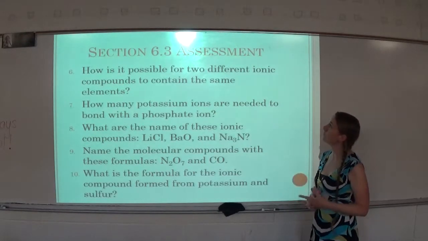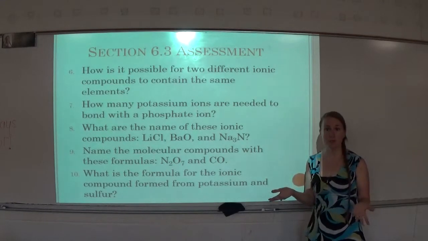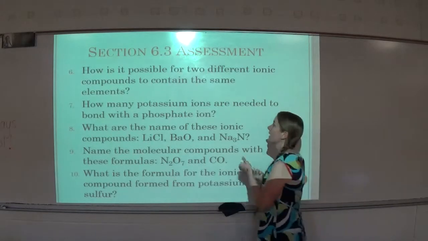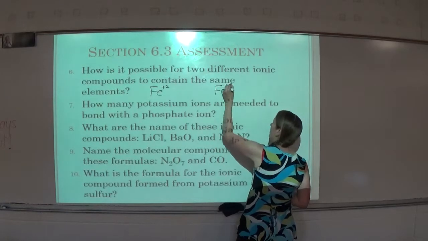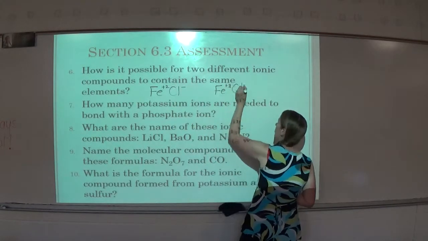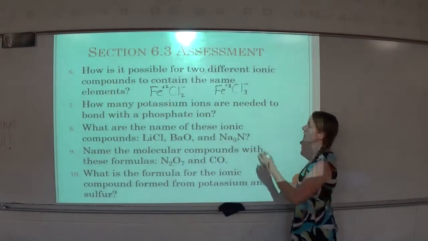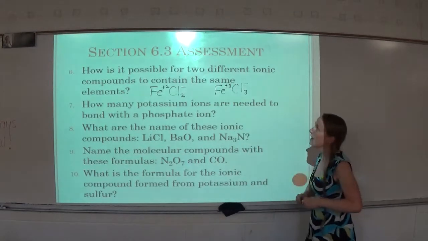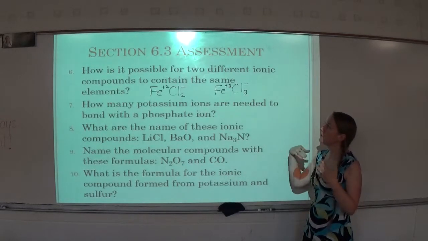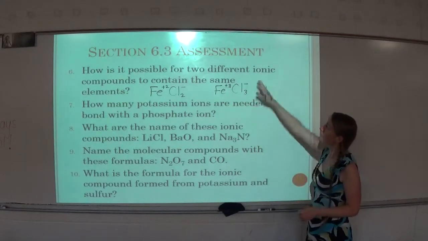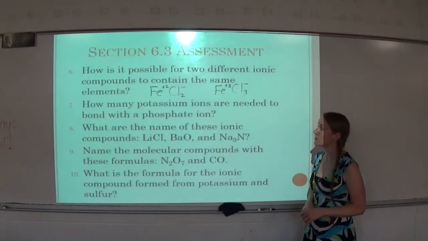Number 6, how is it possible for 2 different ionic compounds to contain the same elements? Well, for example, the transition metals can have more than one charge. So I could have iron with a +2 and iron with a +3, and they could both bond with Cl. When I cross the charge down, they both contain Fe, or iron, and chlorine, but they have different numbers of chlorines because they have different charges. So the charges are different.